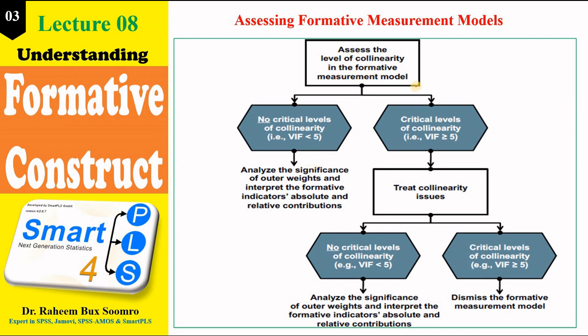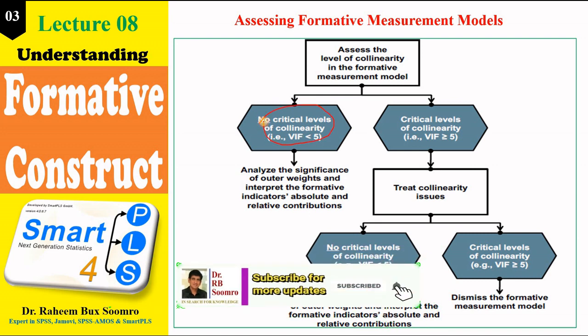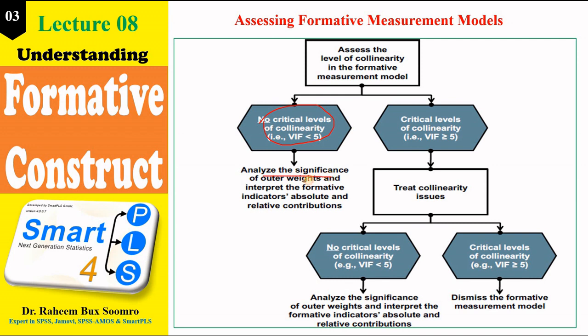Assess the level of collinearity in the formative measurement model. The first case is no critical level of collinearity: if the VIF is less than 5, then analyze the significance of the outer weights and interpret the formative indicators' absolute and relative contribution. In the other case, if the value is equal to 5 or greater than 5, then we have to treat the collinearity issue. How to treat the collinearity issue? If it is equal to 5 or higher, then dismiss the formative measurement model immediately because it is useless.